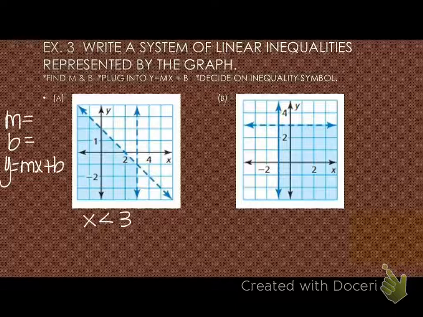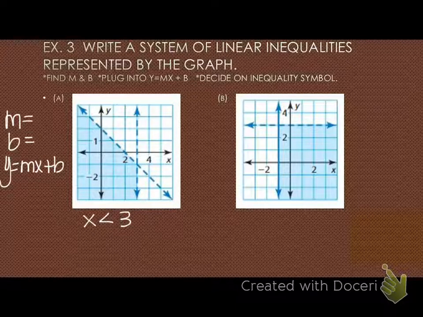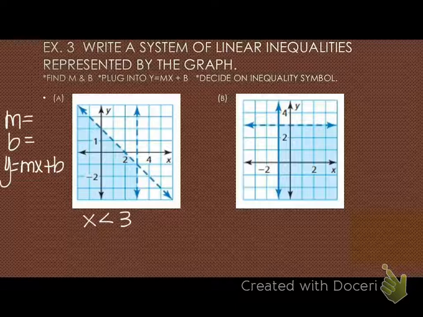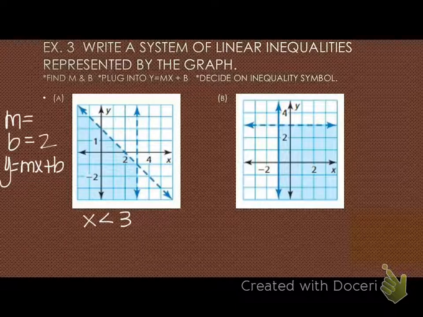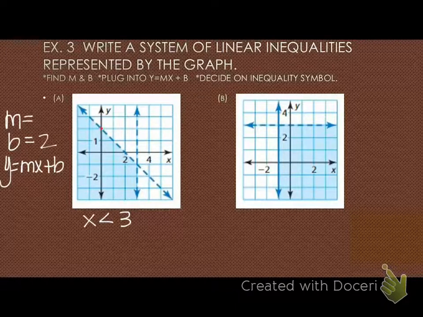I don't know. You don't know where the line crosses the y-axis? Oh, 2. 2. Perfect. So my b is 2. Now, from that point, I'm going to rise and I'm going to run until I hit another point.